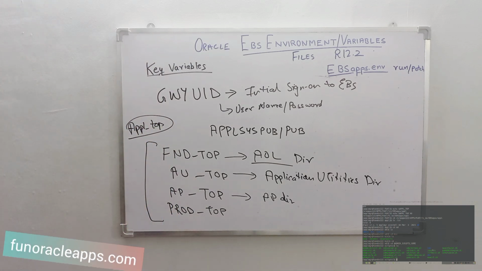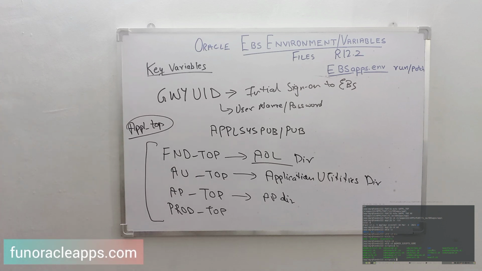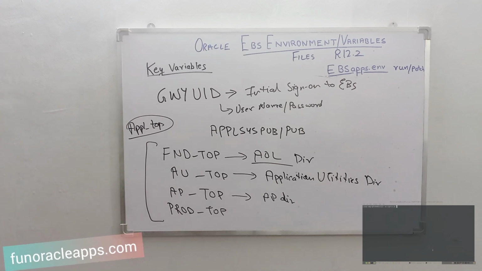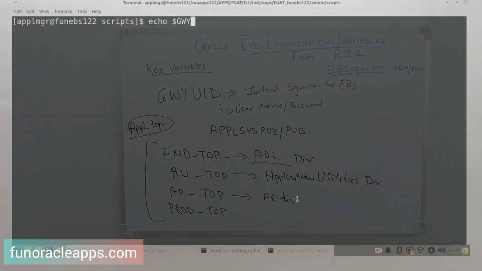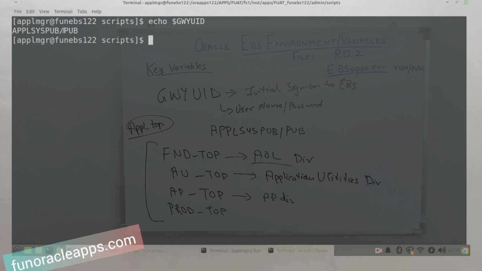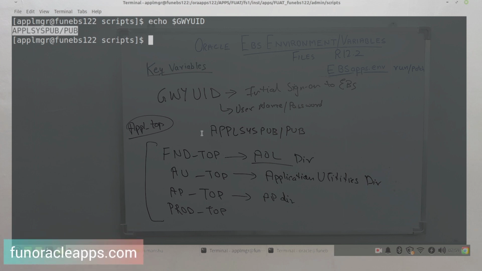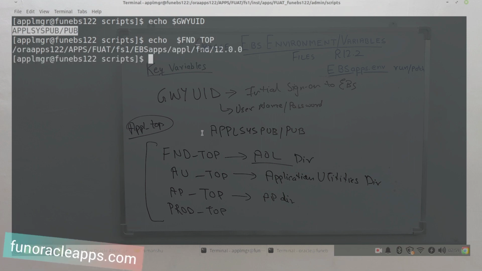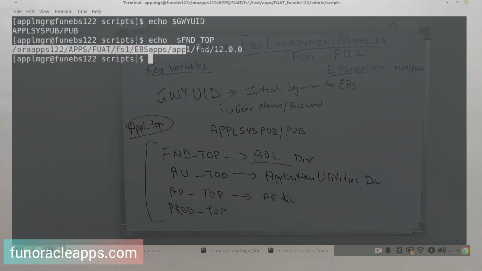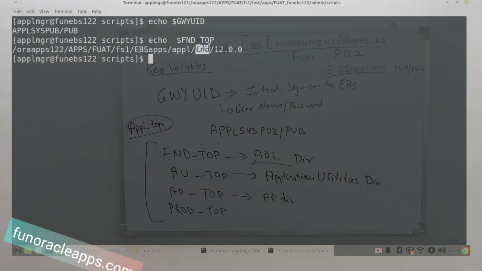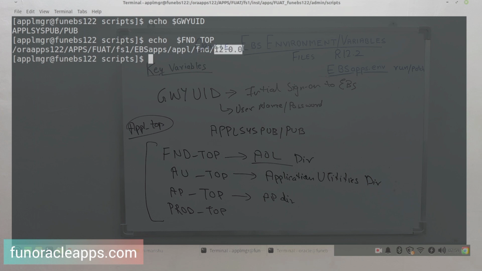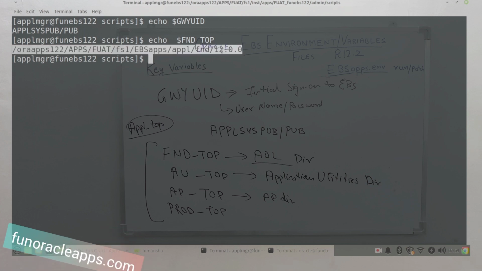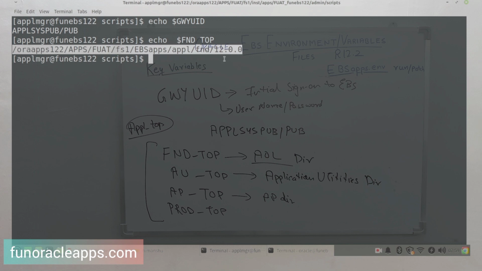Now let's see again these things we have discussed. Let's say I go ahead and do echo $GWYUID. So this is APPLSYSPUB and the password of it. Same way, if I do echo $FND_TOP, see, it will go till APPL_TOP, and then inside it there is an FND module, that is the Application Object Library folder. So this is the top level directory. Inside it you will have forms, reports, binaries, files, other files.